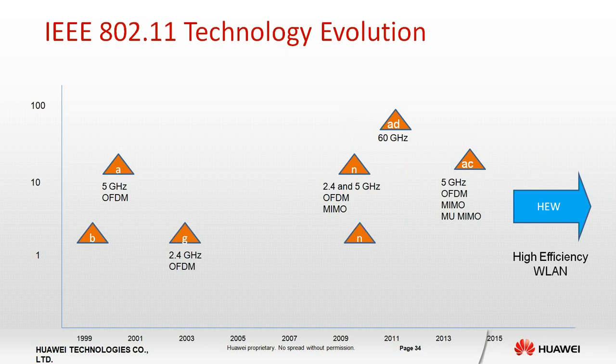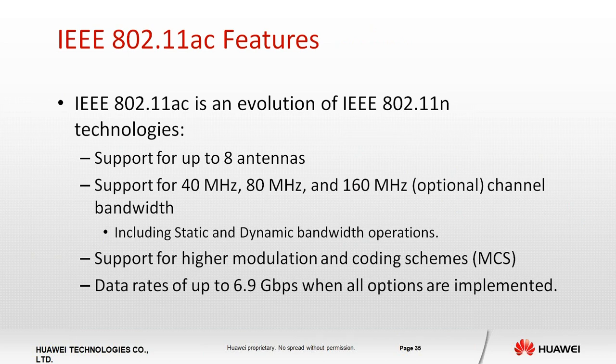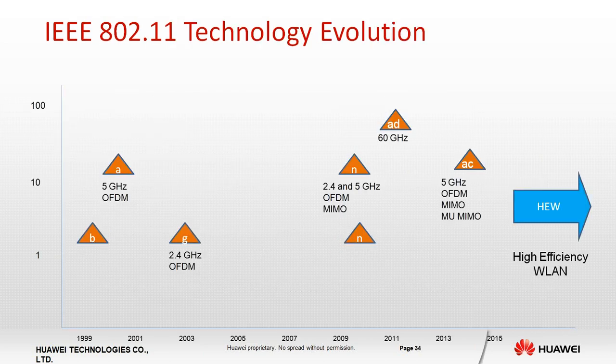The next big thing in .11, I'm still working on the evolution. In .11 the evolution is 11N, and 11N operates in both bands, 2.4 and 5 gigahertz. It is based on an OFDM physical layer, but it included multi-input, multi-output transmission, which is called MIMO, and basically it's for a single user. 11N also showed the first time where the channel bandwidth was able to be increased from 20 megahertz to 40 megahertz.